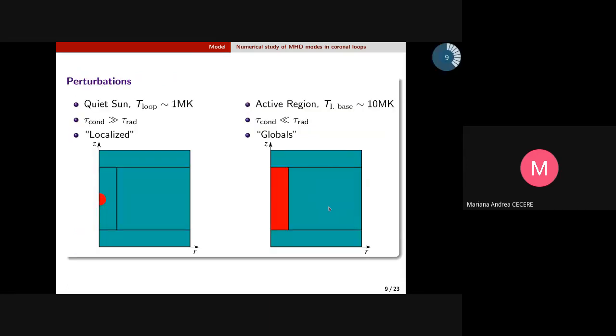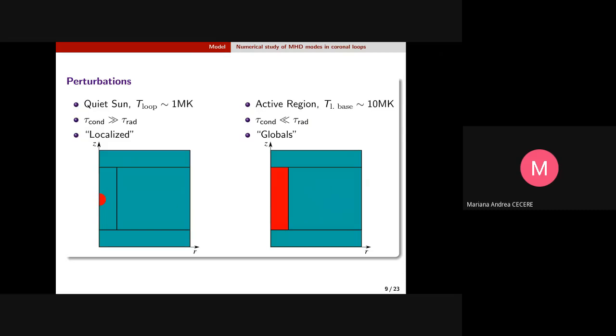Again, to study the capability of producing sausage modes, we analyze different energy release scenarios that resemble the action of microflares. For example, in a quiet zone, the temperature of a loop is of the order of 1 megakelvin. In this scenario, a typical perturbation will be quickly radiated because the characteristic radiative time is much smaller than the conduction time. In this scenario, a perturbation located in a small region of the axis could generate an oscillated pattern, which we will call localized perturbation.